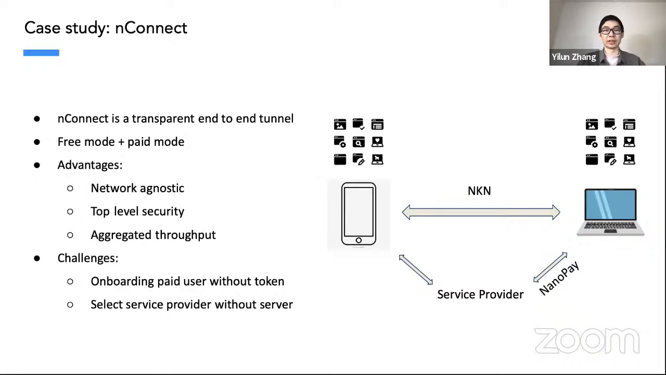By doing this in a decentralized way, we again have some advantages. It's network agnostic because we don't use IP addresses, we use NKN addresses, which are static wherever you are. We also have top-level security because there's no server and everything is end-to-end encrypted, so it's basically uncrackable according to current technology. And one of the unique advantages is that, as an overlay network, we can aggregate multiple different paths and get higher throughput. That's some of the advantages, but we also introduced some additional challenges.